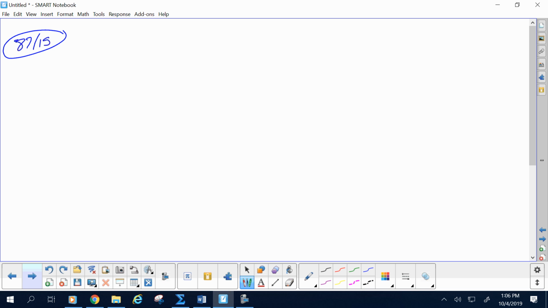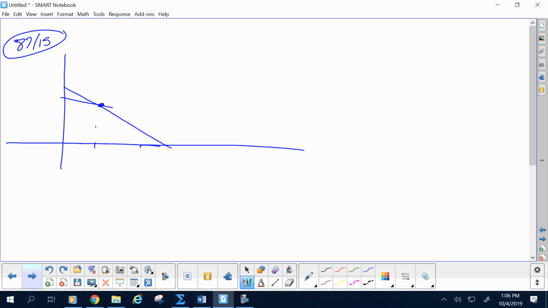So lines passing through 1, 2, each form a right triangle. I agree. We get a triangle that looks like this, or like this. Does that mean something? Do these triangles have an upper bound? There is an upper bound to the area. What is?